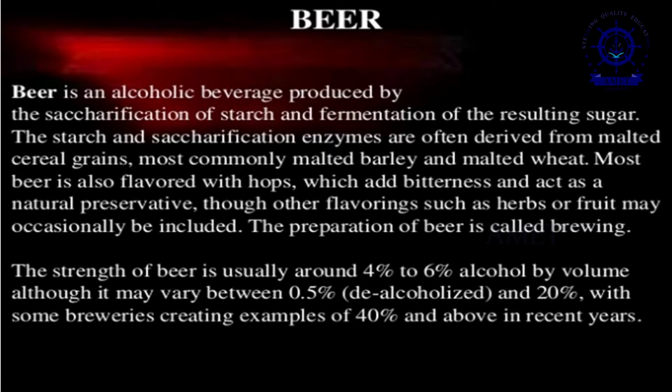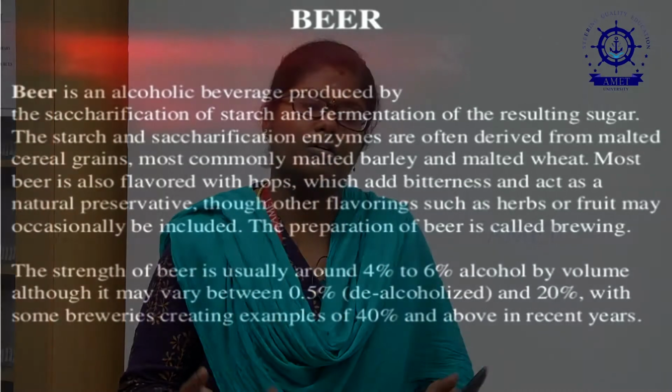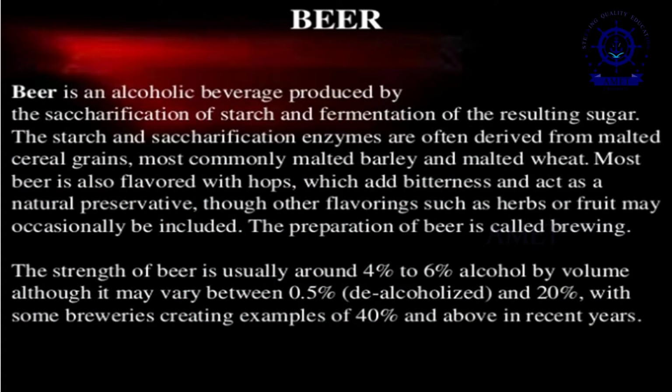Beer is an alcoholic beverage produced by the saccharification of starch and fermentation of the resulting sugar. The fermentation happens with the help of yeast. Yeast plays the major role in fermentation, which consumes the sugar present and converts it into ethanol and carbon dioxide. This ethanol is a psychoactive drug, which is an antidepressant drug. That's why people tend to drink beer to forget all the things. So due to the saccharification of starch and fermentation of the resulting sugar, we get the beer.